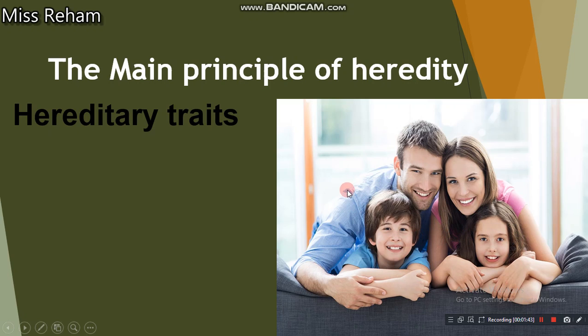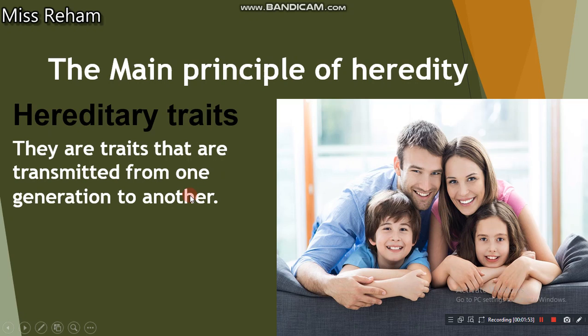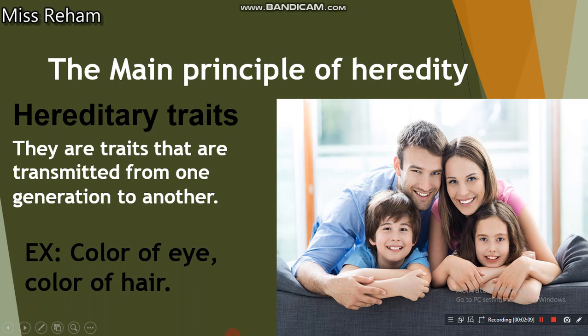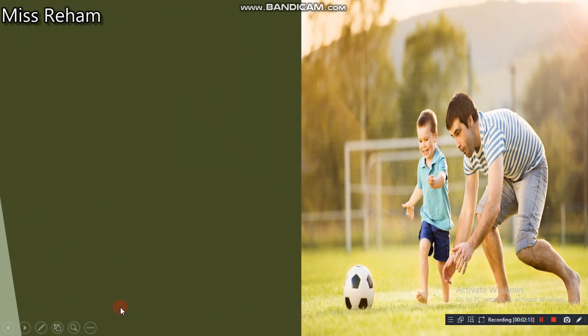Okay, so who can tell me what's meant by hereditary traits? Yeah, excellent. They are traits that are transmitted from one generation to another, such as hair color, skin color, number of fingers, and the blood groups, and so on. Such as color of the eyes, color of the hair, and so on.